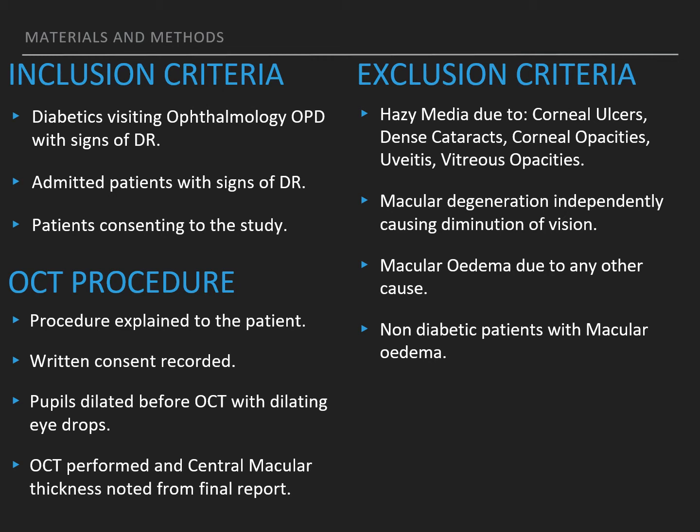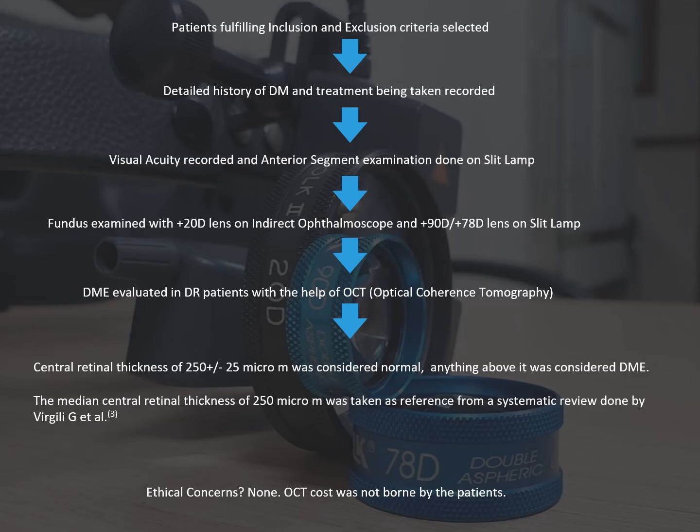For those fulfilling the criteria, the OCT procedure was explained and their consent was recorded. Pupils were dilated before OCT with dilating eye drops, and central macular thickness was noted from the final OCT report. A detailed history of diabetes mellitus and the treatment being taken for it was recorded. Visual acuity was recorded and anterior segment examination was done on slit lamp. Fundus examination was done with the help of indirect ophthalmoscope and on slit lamp with requisite lenses. DME was evaluated in DR patients with the help of OCT.